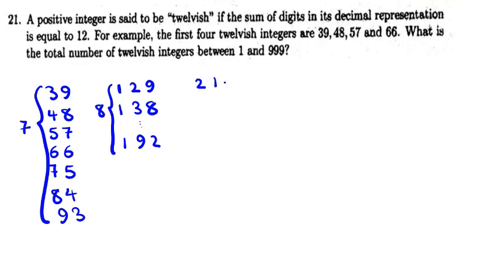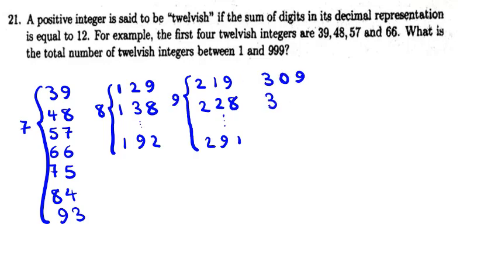The next one, 2, you say, okay, 2, 1, 9. It's okay. 2, 2, 8. You go to 2, 9, 1. So how many numbers do we have here? 9. The next one. 3, 0, 9. 3, 1, 8. Up to 3, 9, 0. How many numbers do we have here? It's 10.